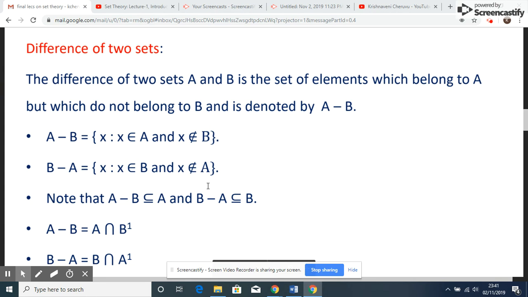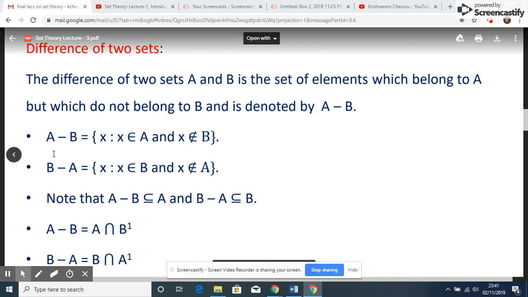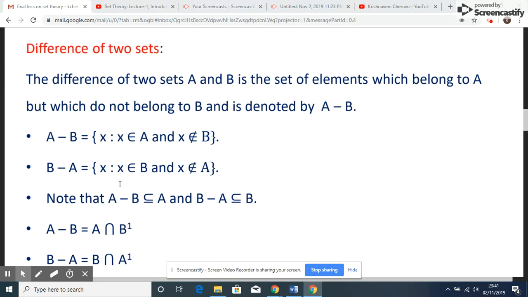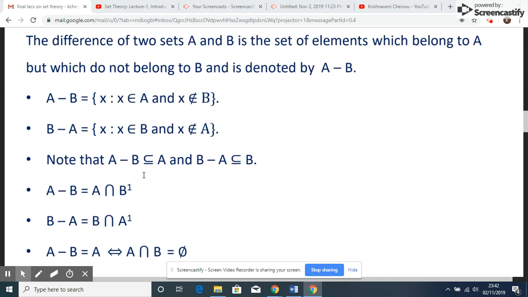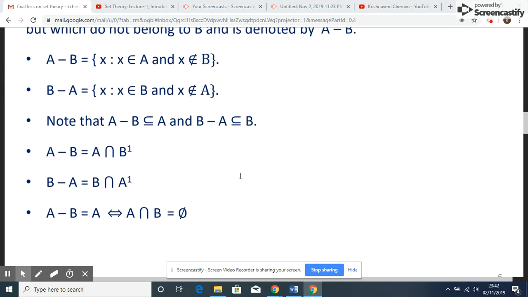Now, coming to the difference of two sets. The difference of two sets A and B, A minus B, is the set of elements which are in A and not in B. If we write B minus A, it is the set of elements which belong to B and do not belong to A. Note that A minus B is a subset of A and B minus A is a subset of B.